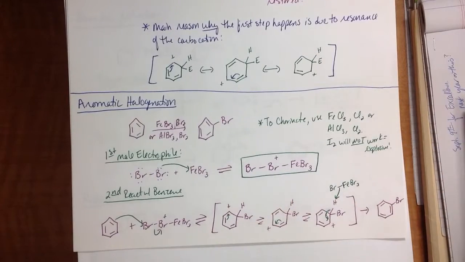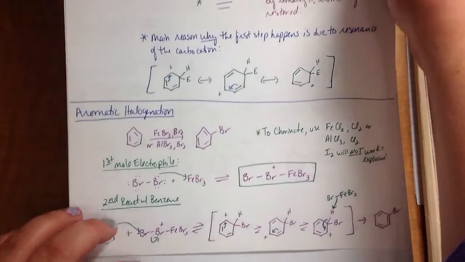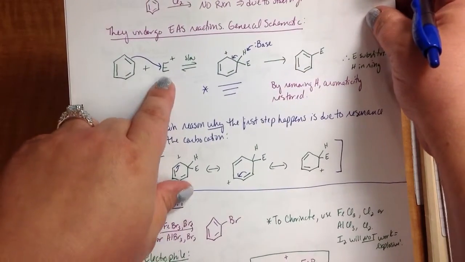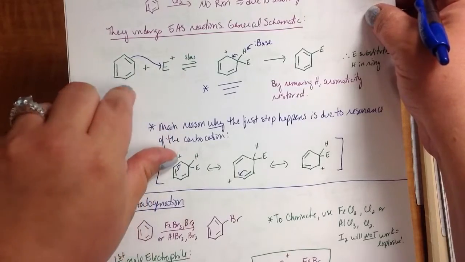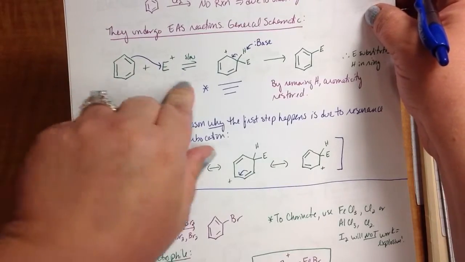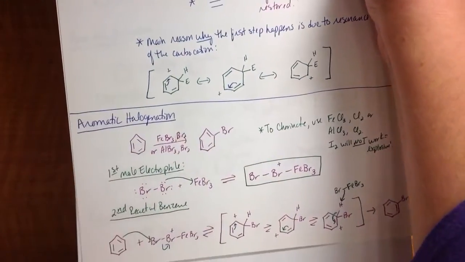So the first thing that we have to do is make the electrophile. Remember? Let's go back up here. See how that's the first thing we have to do, is react with the electrophile. So first we have to make the electrophile, then it can react with benzene, and then it's sort of standard as to how that happens.